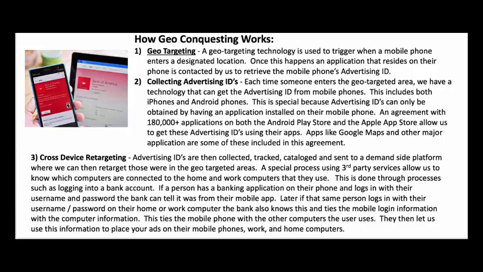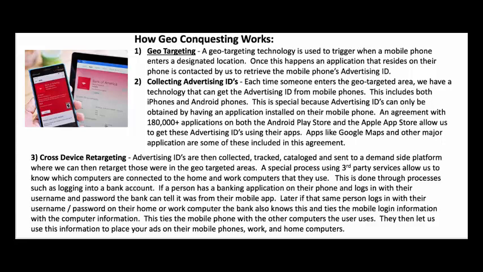For instance, I use Bank of America. I have the app on my phone, and I log on to Bank of America on my computer, and it connects those two. So it lets us use the information to place ads on their mobile phones, work, and home computers. So everywhere they're looking during a period of time of retargeting, they're able to see the ads that we're putting in front of them.